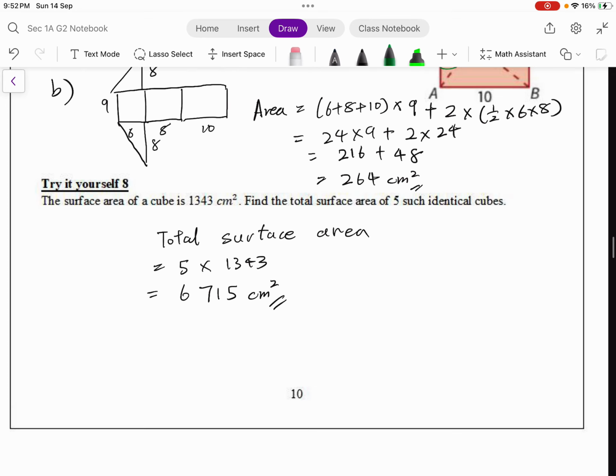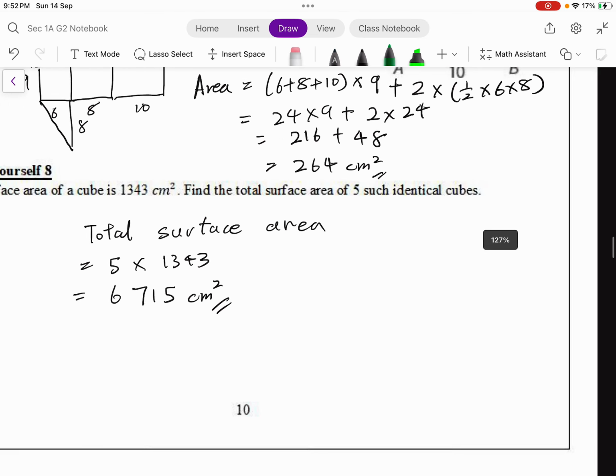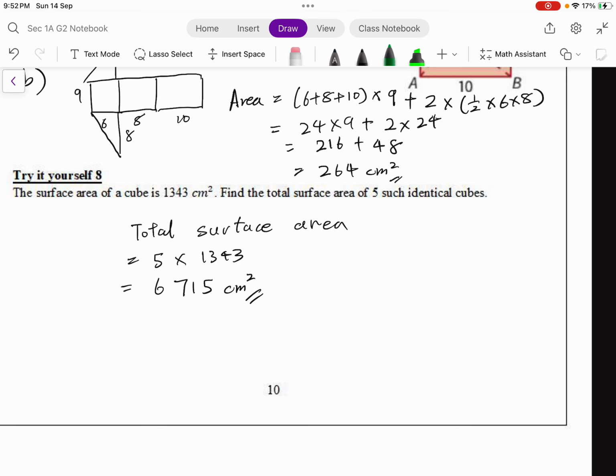Okay, now they say the surface area of a cube is 1346. Okay, so if you remember what we covered in class, this one is a bit easier. Find the total surface area of 5 such identical cubes. So if one surface area of a cube is 1346, for 5 you just times 5. Okay, simple.